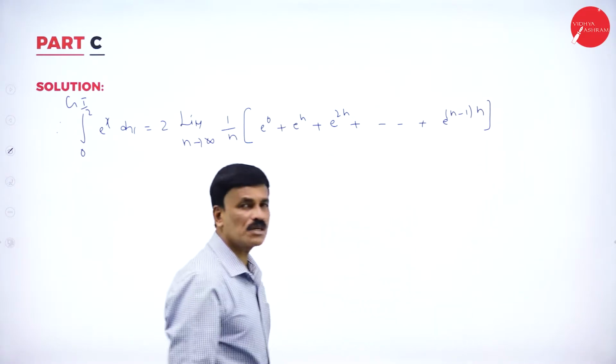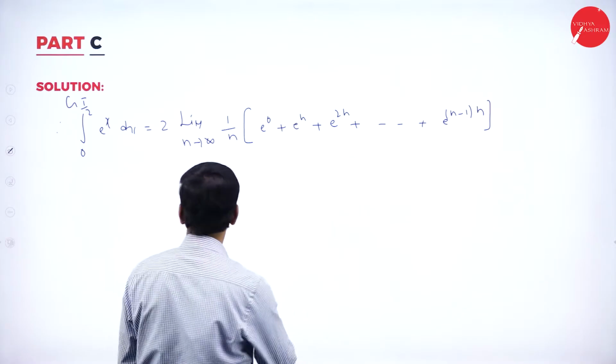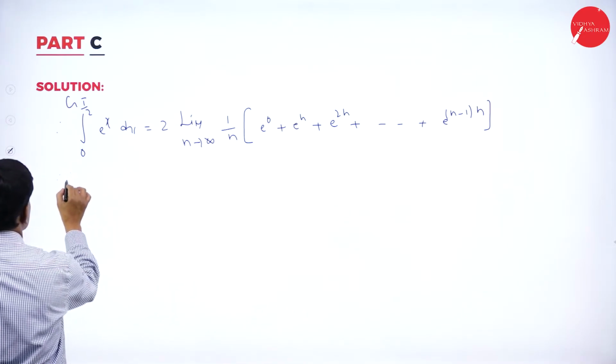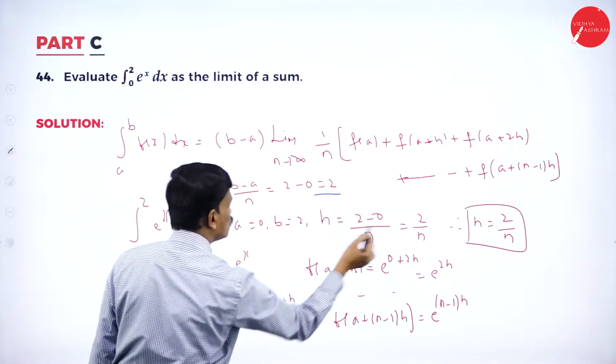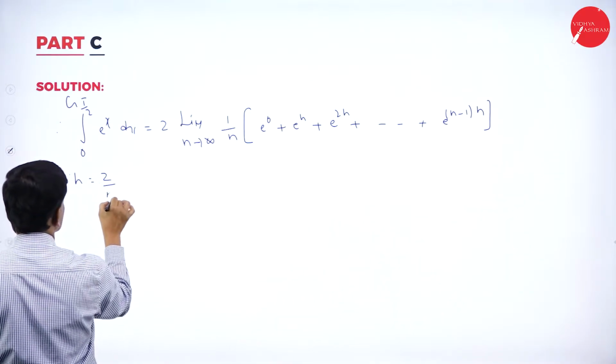Okay. Now substitute the value of h. What is h? Since we know that h is equal to 2 by n here, substitute h is equal to 2 by n.